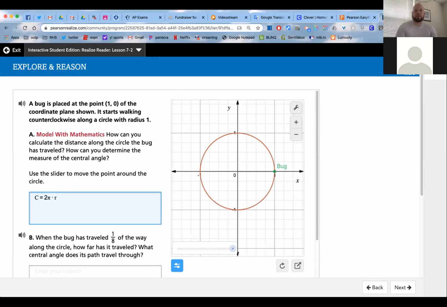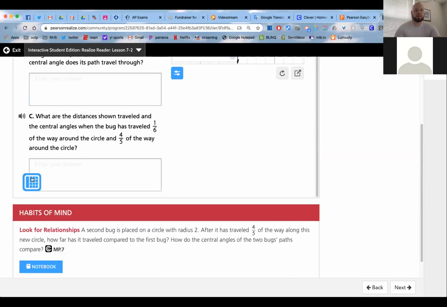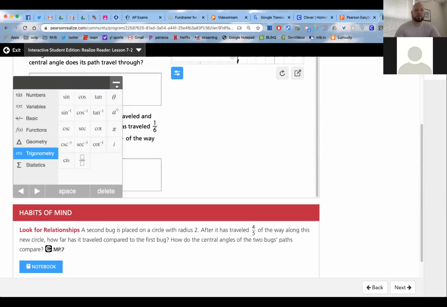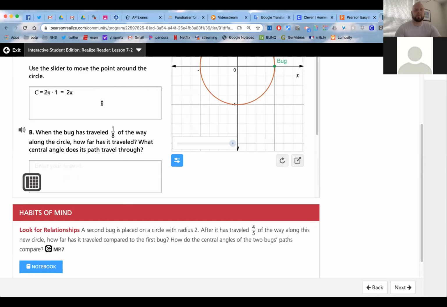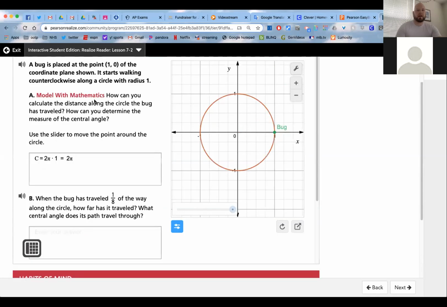And what is our radius on this circle? Well, hopefully you can see that it's 1. So I'm just doing 2 pi times 1, which is just 2 pi. So how can you calculate the distance along the circle the bug has traveled? Well, it's always 2 pi r. And for us, because our radius is 1, the distance is going to be 2 pi. That's the answer to the first question of part A.